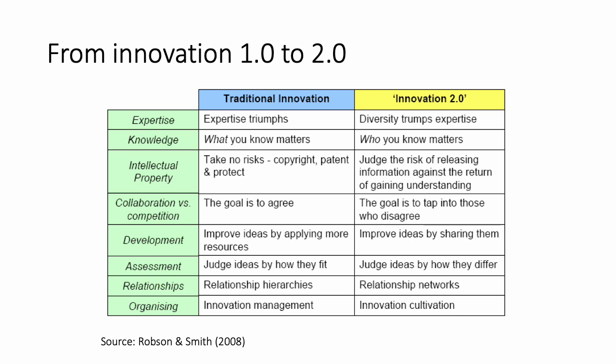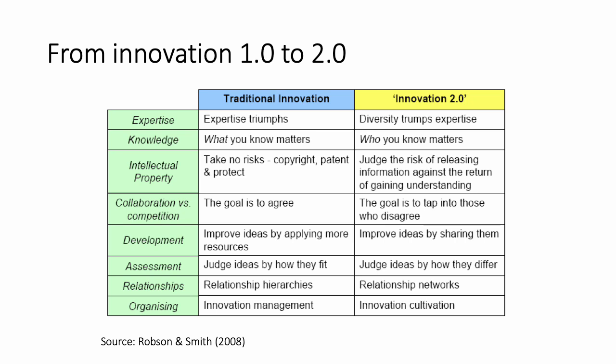Collaboration versus competition, right? The goal in traditional innovation is to agree on everything. Let's all get together. Let's agree on exactly what we're doing. And in the new model, the goal is to tap into those who disagree. Find out why they disagree. They may have a much better idea than you've got. So this gets back to the biases that we were talking about before, of purposely bringing people who have different opinions into your organization. Don't get rid of them. Bring them in.